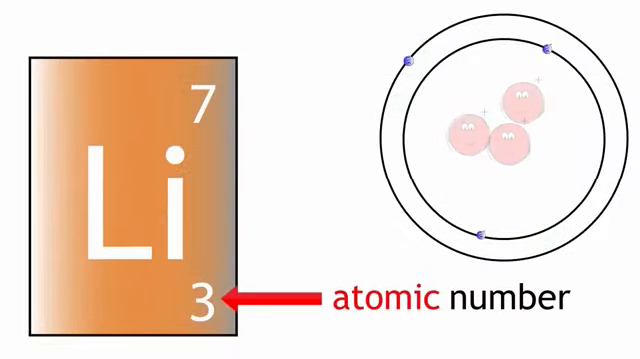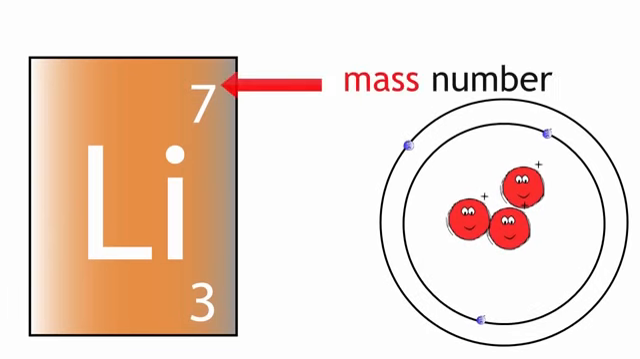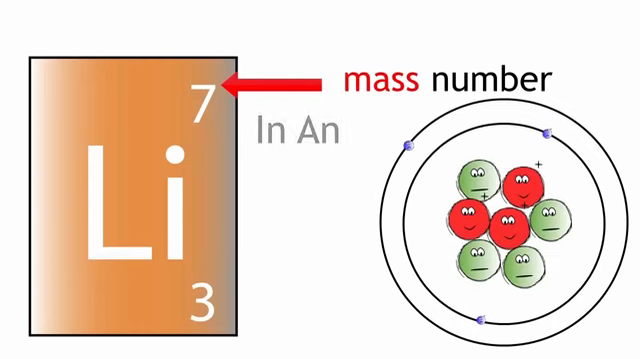So the atomic number is the number of protons in an atom, and the mass number is the number of protons and neutrons in an atom.